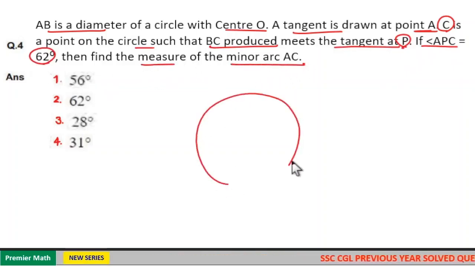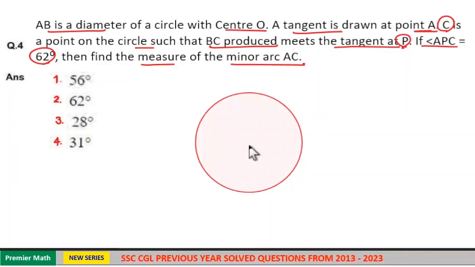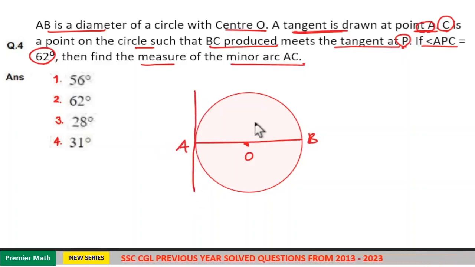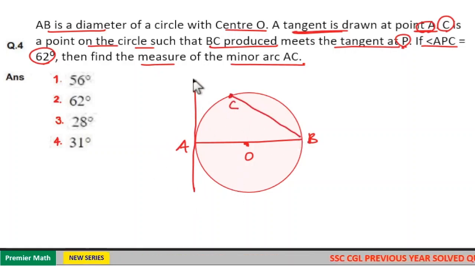Here, this is the circle with center O, and AB is diameter. And here, a tangent is drawn at point A. So this is the tangent drawn at point A. And C is a point on circle. Consider this as the point C. And BC produced meets the tangent at point P. So this is point P.